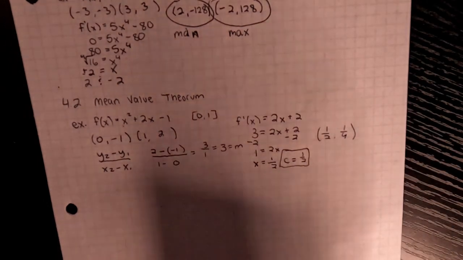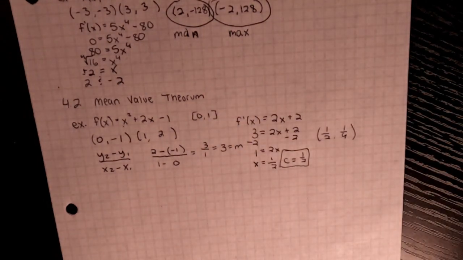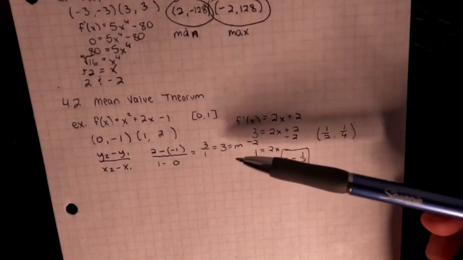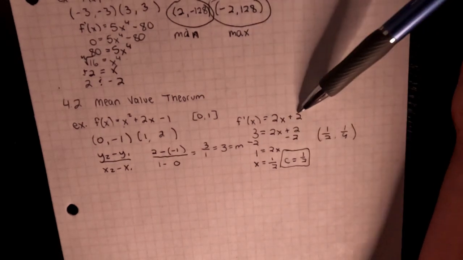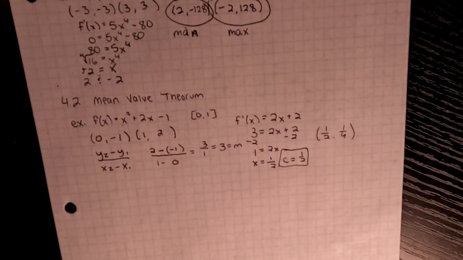So yeah, pretty easy. You just have to remember to take the derivative and then set that slope equal to your equation. So yeah, that sums up 4.2.